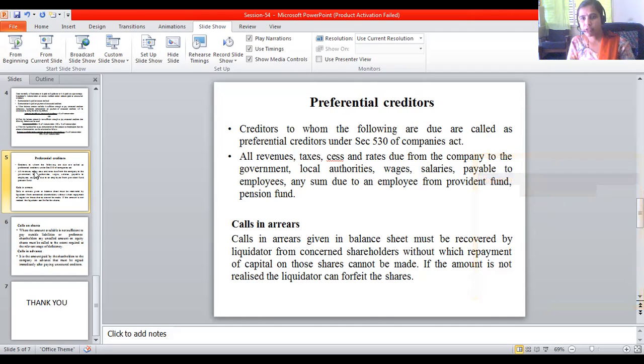It is given in the balance sheet and must be recovered by the liquidator from the concerned shareholders, without which the repayment of capital on those shares cannot be made.